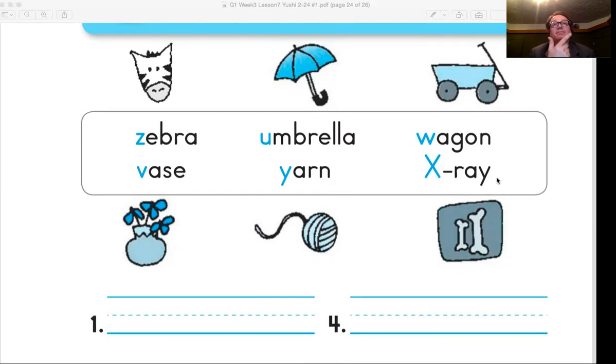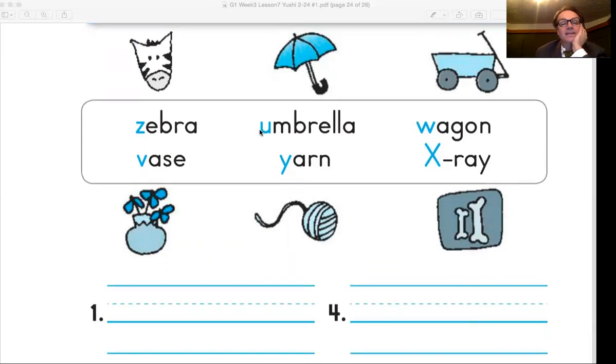Ready? A, B, C, D, E, F, G. I don't see any of those there. H, I, J, K, L, M, N, O, P. I don't see any of those there. Q, R, S. Nope. T, U. There's a U for umbrella. Right there. There's a U. We found our first one. V, W, X, Y, and Z. Oh, there they all are right there. Can you stop it now and write them in alphabetical order?